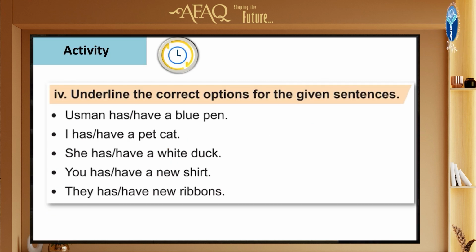Underline the correct options for the given sentences. We have has and have over here. I am going to do the first two sentences with you, and we are just going to identify whether we are going to use has or have with that. Usman have a blue pen. What do you think? Has, because Usman is a singular noun. I has or have a pet cat. What do you think? What do we use with I and you? I have a pet cat. So here you have to encircle have. Rest of the sentences are going to be done in the same way.